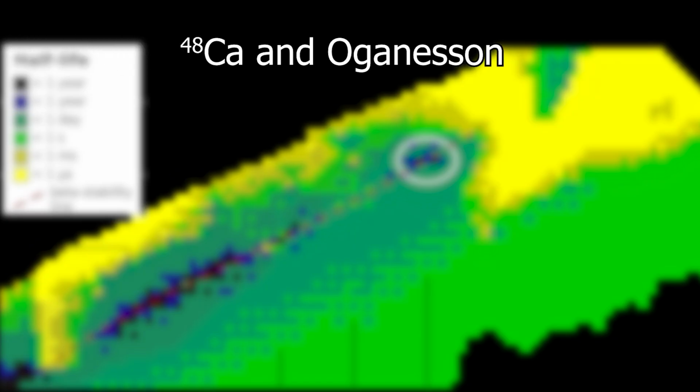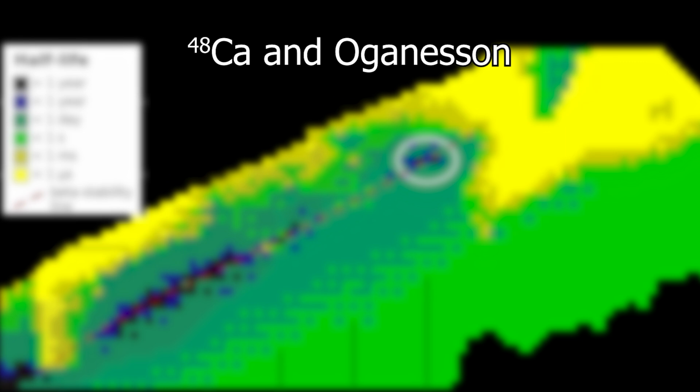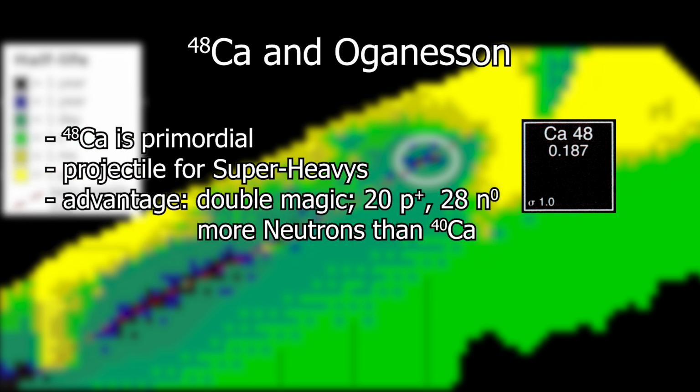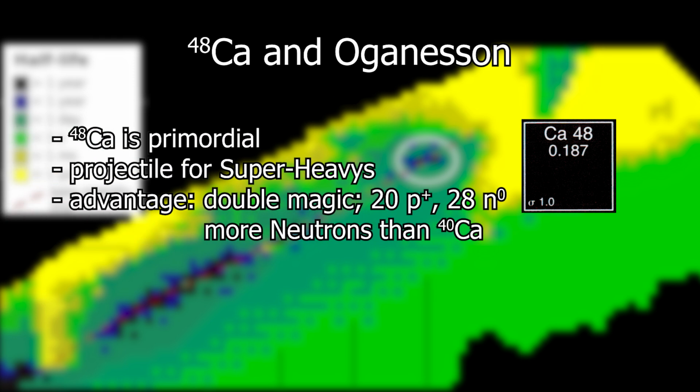The other isotope is calcium-48. Finally, we've come to the isotope beloved by many fans of transactinides. Calcium-48 isn't stable, but it's primordial. It's particularly stable as it's a double magic nucleus, with a magic proton number of 20 and a magic neutron number of 28. It's incredibly stable. Sure, calcium-40 is also a double magic nucleus, but with 8 additional neutrons, calcium-48 has a lower charge to mass ratio, which increases the likelihood of nuclear reactions producing transactinides.